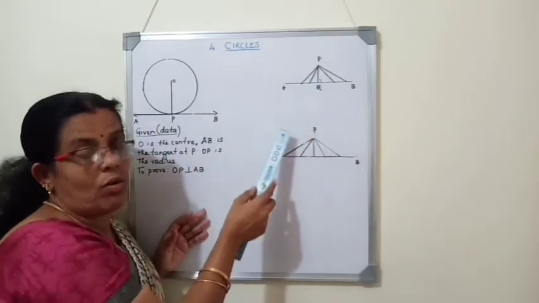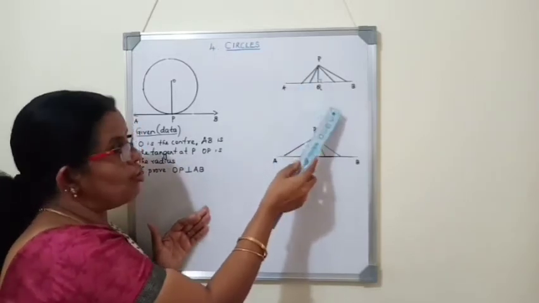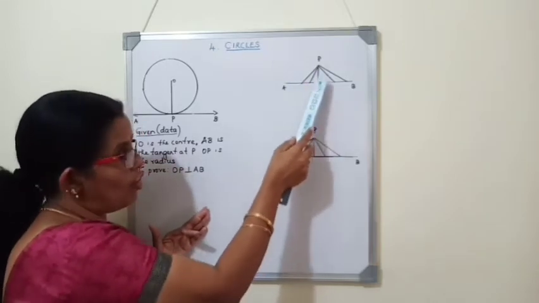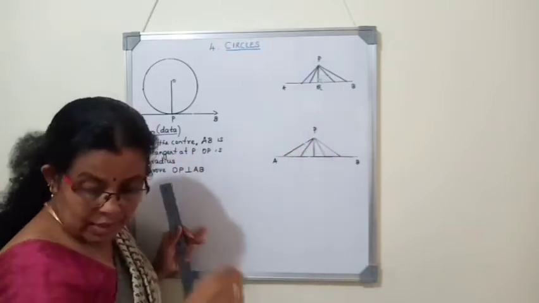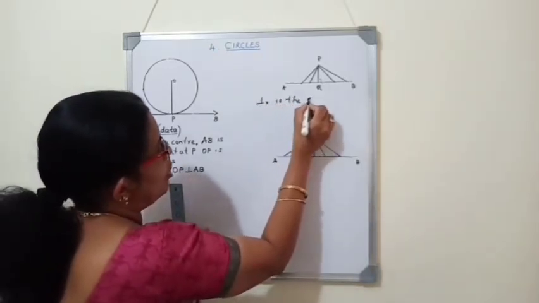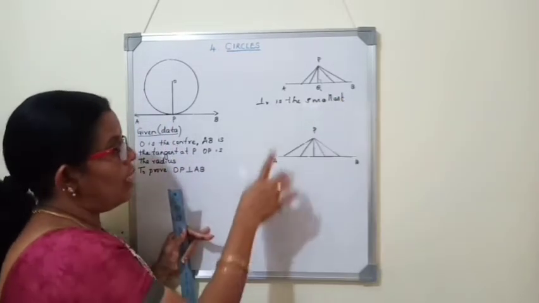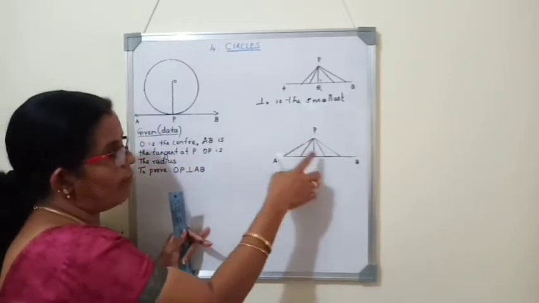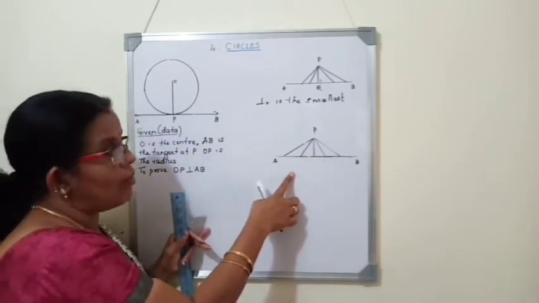What is meant by converse? Already I told you. Converse means given will become to prove and to prove will become given. Just opposite. So here I told perpendicular is the least. Out of all the lines which are drawn to the given line from an external point, perpendicular is the least, the smallest line or the shortest line. So when we say the converse of this theorem, we have to prove that out of all the lines which are drawn from an external point to a given line, the smallest line will be the perpendicular line. That is the converse of this theorem.